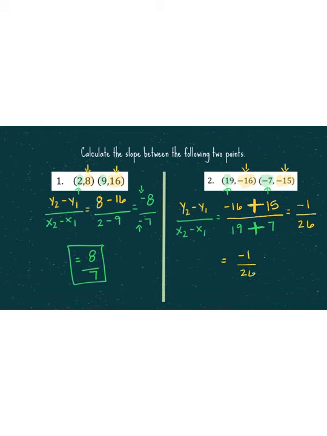That could be the same as 1 over negative 26, which also could be negative 1 over 26. So those three things all mean the same. As long as you have only one negative in that entire fraction, you are good. They all mean the exact same thing.